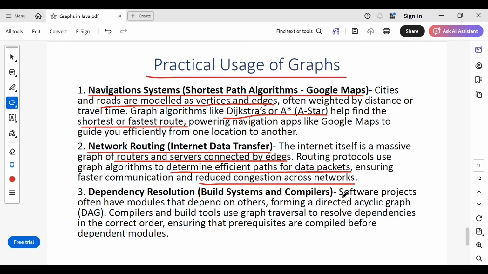Then any dependency resolution, so any build tool like Maven or Gradle or even your compilers all create a graph, right, a dependency graph, and they'll traverse that dependency graph so that they know, okay, if I'm coming to this class, it is dependent on these other classes. That means when I'm compiling class A, suppose it is dependent on B, C, and D, that means B, C, and D should already be compiled. That dependency graph it will create, and based on that it will do that dependency resolution.